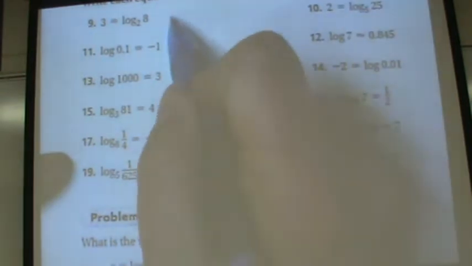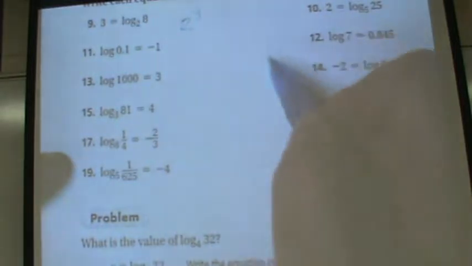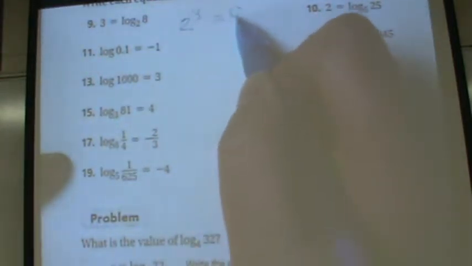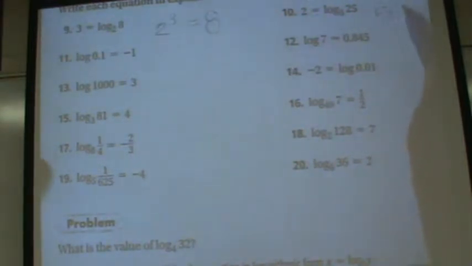Okay, the next ones, these are easy. All you do is rewrite them. These are in log form, we're going to write them in exponential. You want the base, and then the exponent equals the answer. So number 9, the base is 2, 2 to the 3rd power equals 8. Number 10, the base is 5, 5 to the 2nd power is equal to 25, which is true, right?